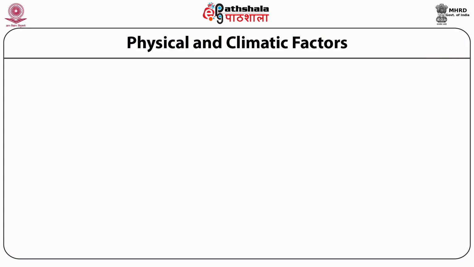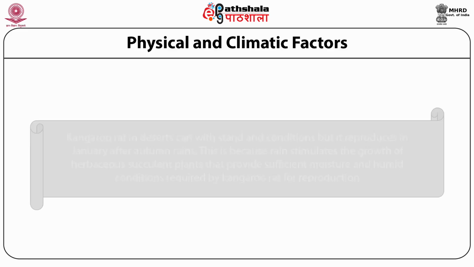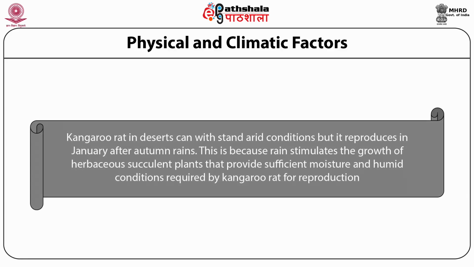The second example of the effect of physical factors on the population is observed in the kangaroo rat. The kangaroo rat in the desert can withstand arid conditions, but it reproduces only in the month of January after autumn rains. This is because the rain stimulates the growth of herbaceous succulent plants that provide sufficient moisture and the humid conditions required by the kangaroo rat for its reproduction.